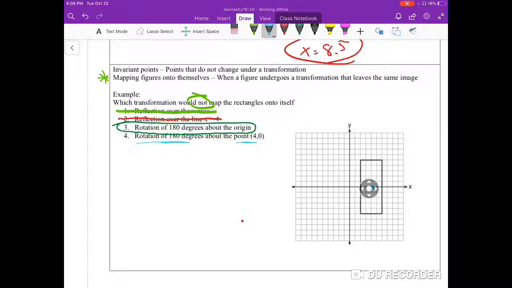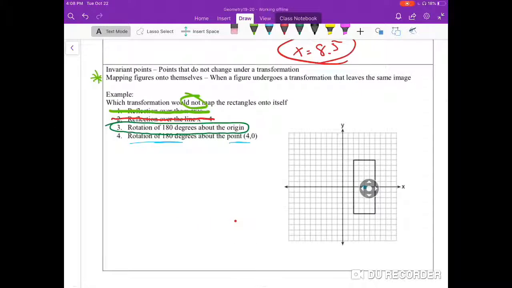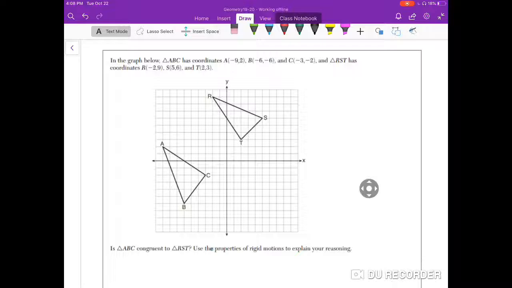All right. So last question. We're going to do one more. Here we go. This comes up as a part 2 every once in a while as well. So the graph below, ABC has coordinates of A(-9, 2), B(-6, 6), and C(-3, 2). And RST has coordinates R(-2, 9), S(6, 6), and T(2, 3). So it's asking, is ABC congruent to RST? Use the properties of rigid motions to explain.